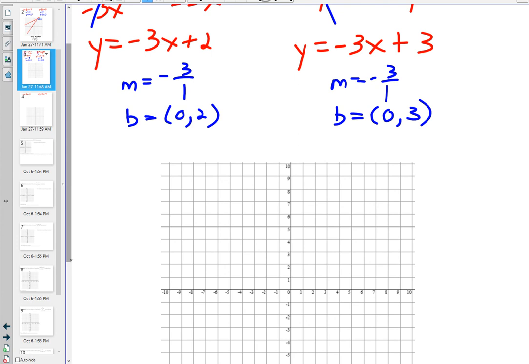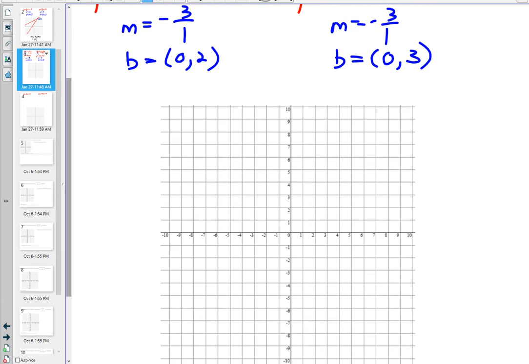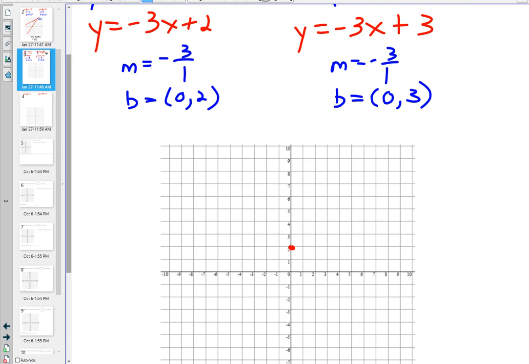Okay, so the first one, now look, when you graph it though, it's going to be hard to see because these graphs are going to be super close. There's going to be like a little space between them.